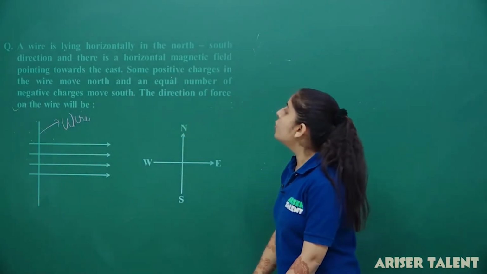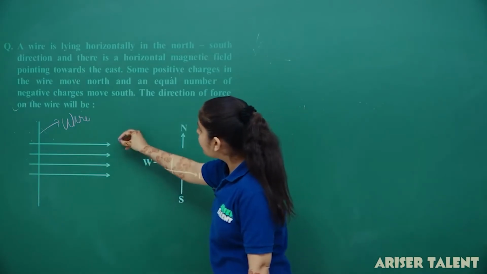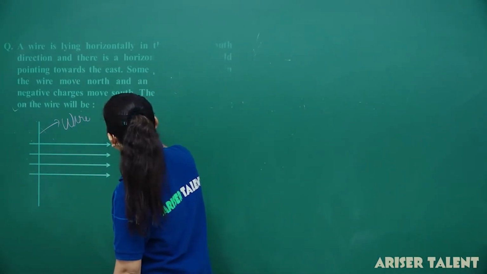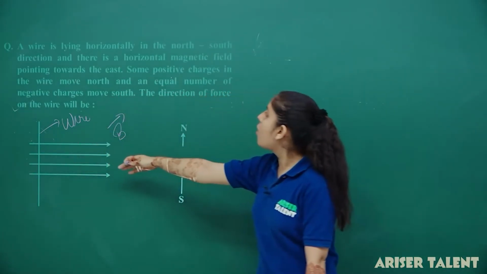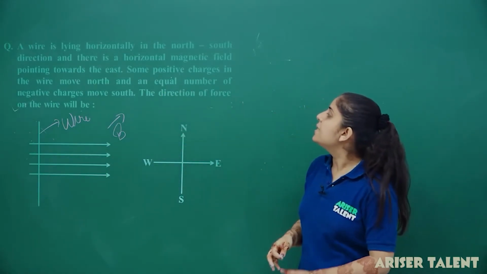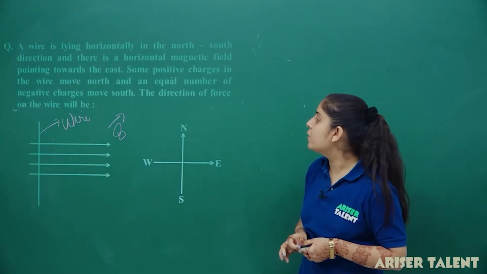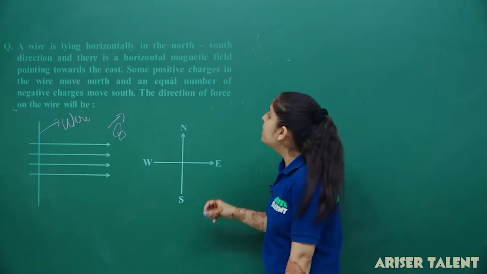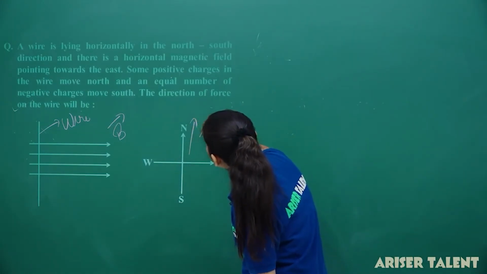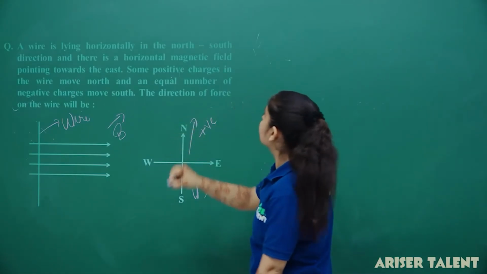There is a horizontal magnetic field pointing towards the east. You can see that these are our magnetic field lines, denoted by B, and the field is coming from west to east because it is pointing towards east. Some positive charges in the wire move north and an equal number of negative charges move to the south. It means positive charge is going to the north and negative charge is coming to the south.